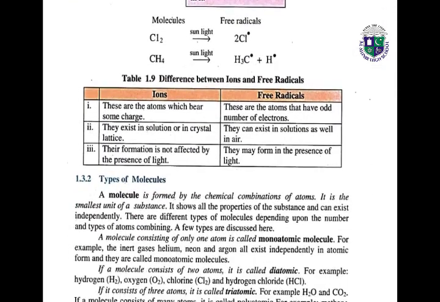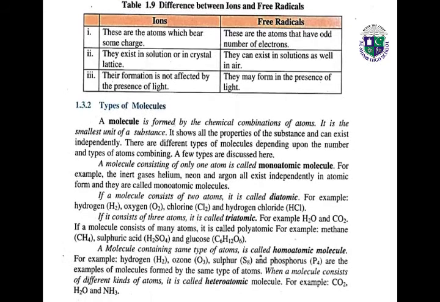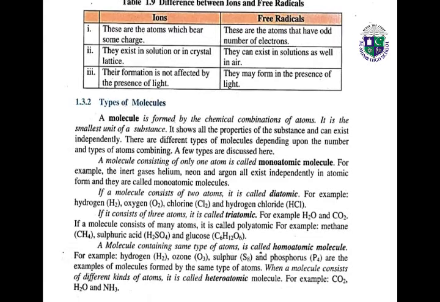Here we have the difference between ions and free radicals. Ions are the compounds which bear some charge. Ions exist in solution or in crystal lattice form. Their formation is not affected by the presence of light. Free radicals are the atoms that have an odd number of electrons. They can exist in solutions as well as in air. They may form in the presence of light.